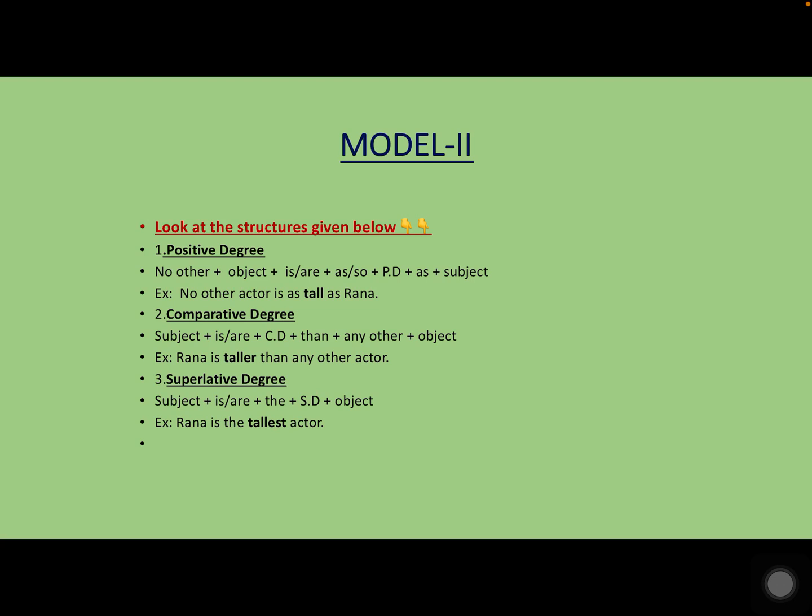Now look at the example, instead of the structure, so you do not get confused. Look at the example of positive degree. Suppose a sentence is given like this, starting with no other: No other actor is as tall as Rana. When such a sentence is given, first you have to immediately identify in which degree it is. When a sentence is given like this without any structure, you look at the sentence: No other actor is as tall as Rana. So what is the adjective there?